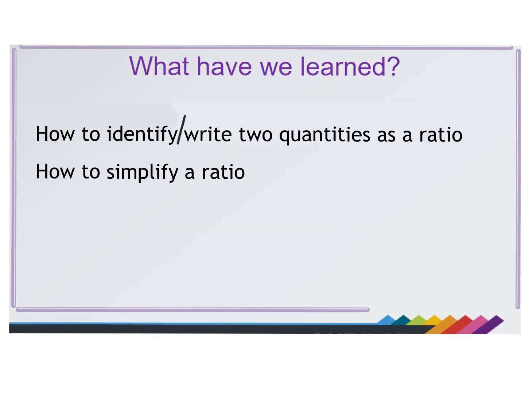So what have we learned in this video? Well, we've learned how to identify and write 2 quantities as a ratio. And we've also learned how to simplify a ratio, very like the process you would do in fractions. Now, one thing I didn't mention is I only use 2 quantities ratio. We could do it with 3 or 4 things, but that's maybe something for another day.